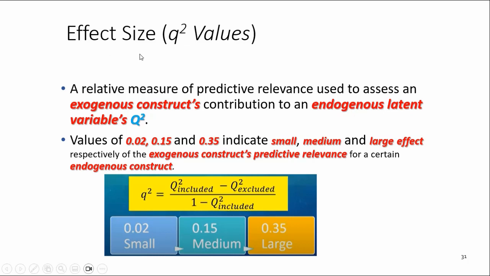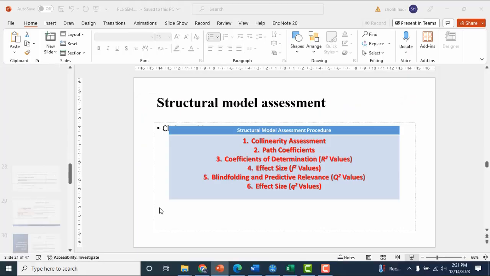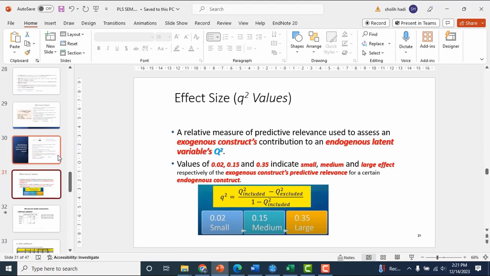And then this is the effect size for Q square value, a relative measure of predictive relevance used to assess an exogenous construct's contribution to an endogenous latent variable's Q square. A value of 0.02 is small, 0.15 is medium, and 0.35 is a large effect. This is the formula for Q square change, and right now I will demonstrate how to assess the structural model step by step.